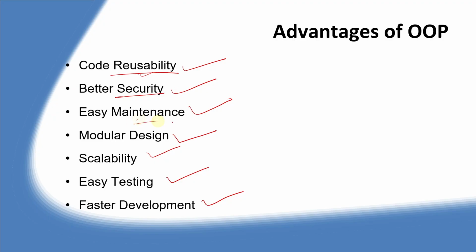Scalability means, suppose we created one application and we want to enhance it since the users are increasing. We will be creating multiple instances. That is scalability. If we follow these principles, development will be faster. So object-oriented programming offers many advantages. This is why OOP is widely used in enterprise applications.